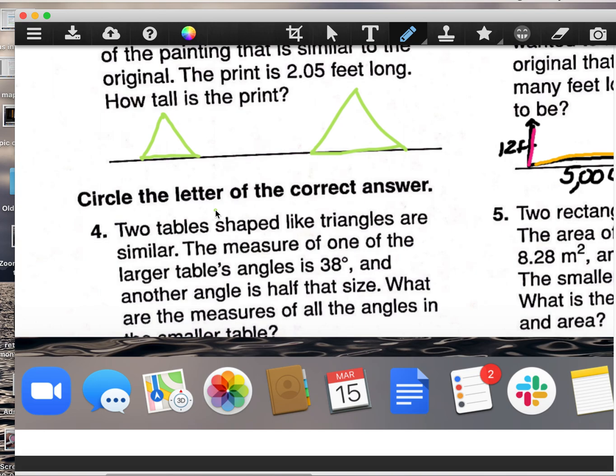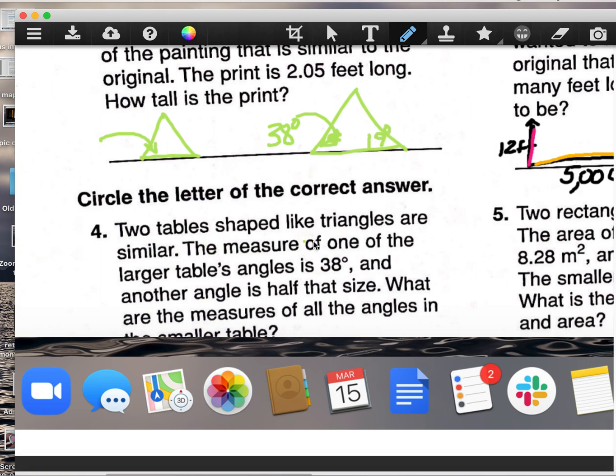The measure of one of the larger table's angles is 38. So I'm just going to put an arrow. The measure of one of the larger table's angles, this is my larger table here, the measure of one of them is 38 degrees. So that's that angle. Okay? It's going to pick an angle. And another angle is half that size. So what's half of 38? 2 goes into 38, 19 times. So we'll just put 19 degrees over here.